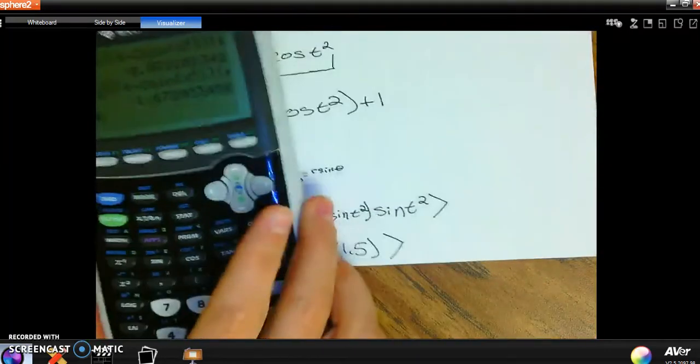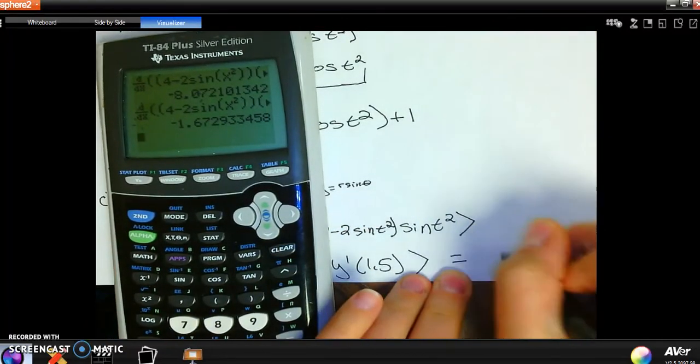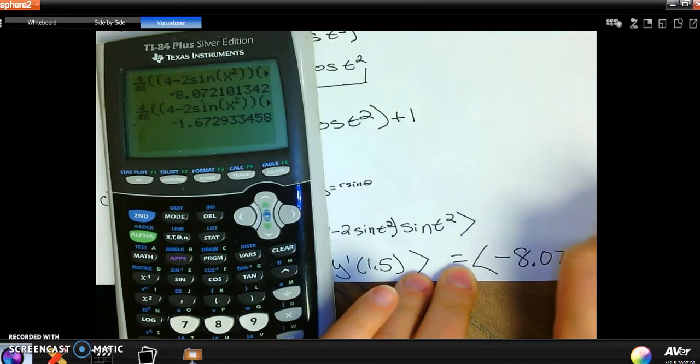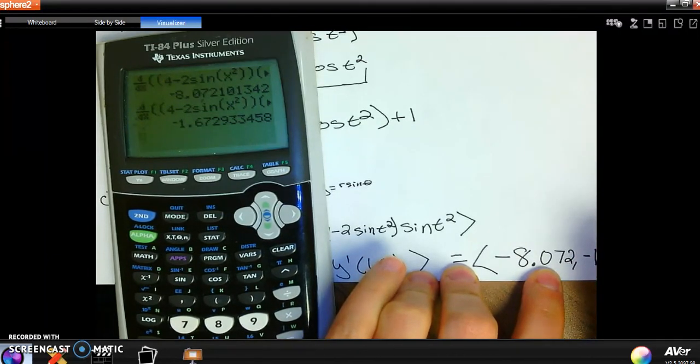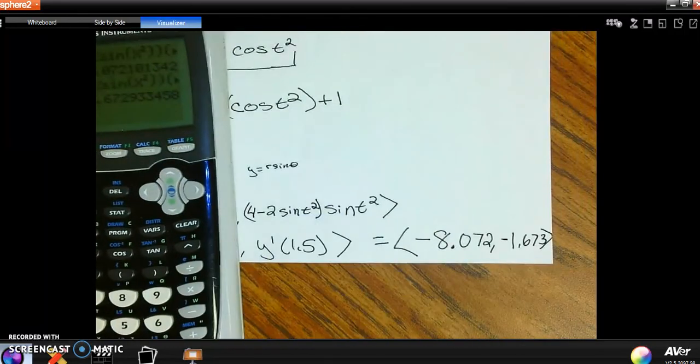Okay, so then you just write those in your vector, and then you should be all done. So my final answer: negative 8.072, comma, negative 1.673. And I'll close that up. Okay, and there's my final answer for that.